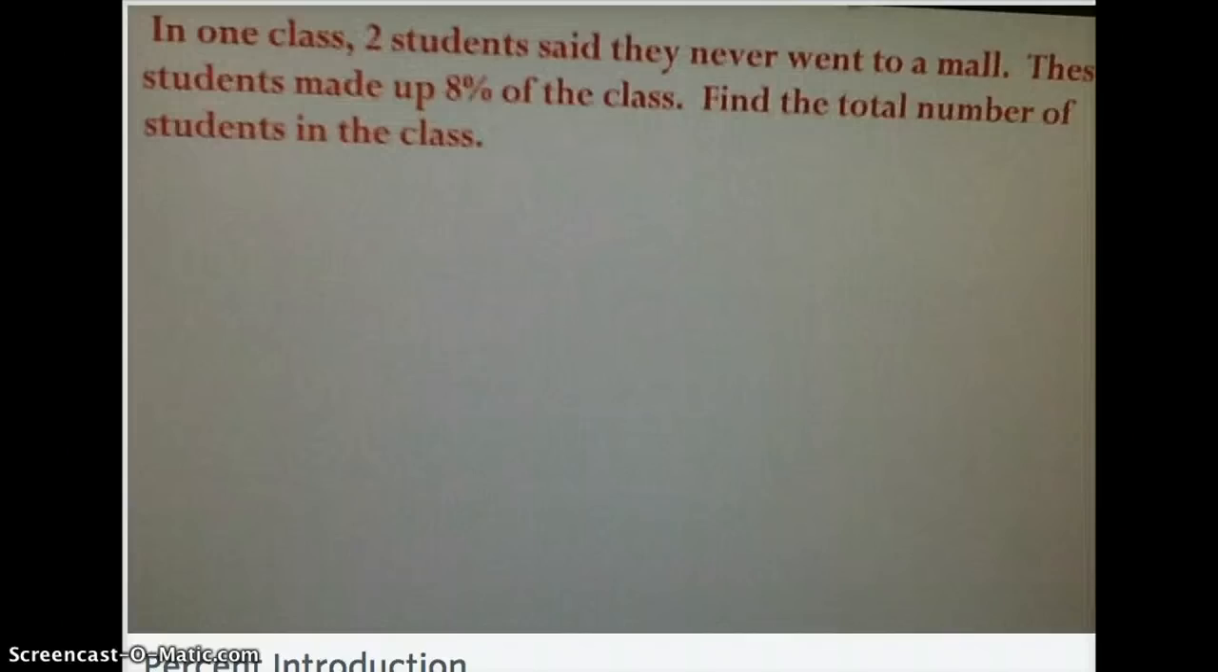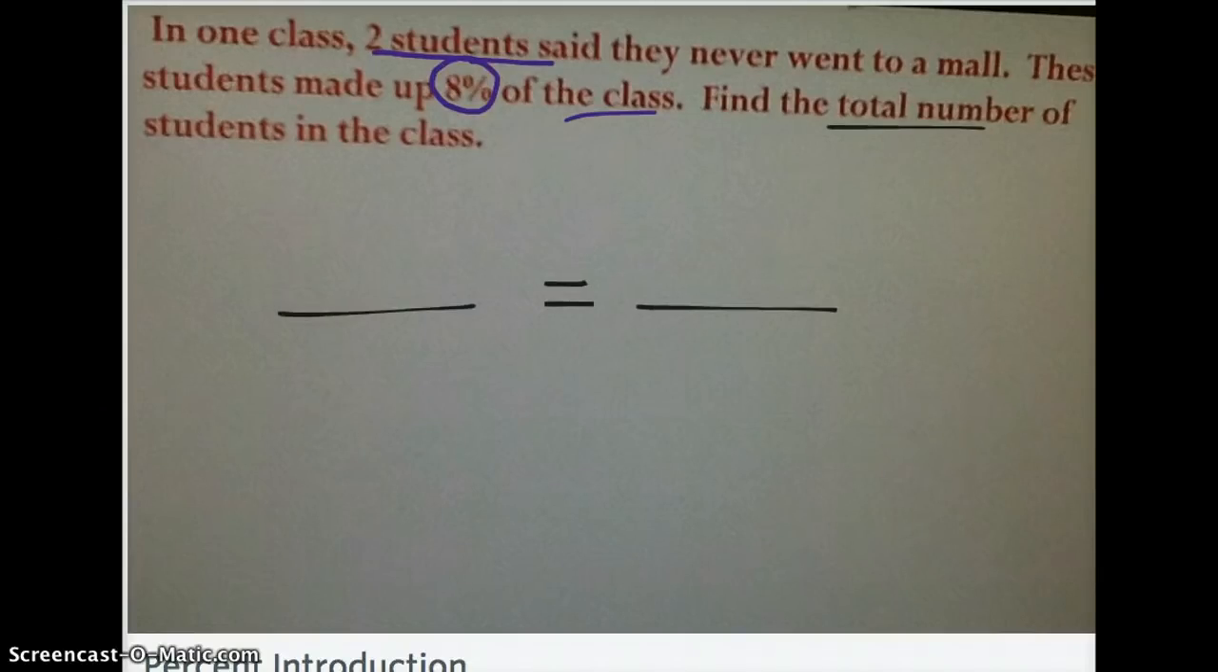Here's the problem. It says in one class, 2 students said they never went to the mall. And those students were 8% of the whole class. We want to find the whole number of kids in the class, the total number of students in the class. So I'm going to set up a proportion. Now you could do it with an equation, but we'll do a proportion on this one. First thing, I have my 8%. I'm always going to put my percent over 100. So it's 8 over 100.